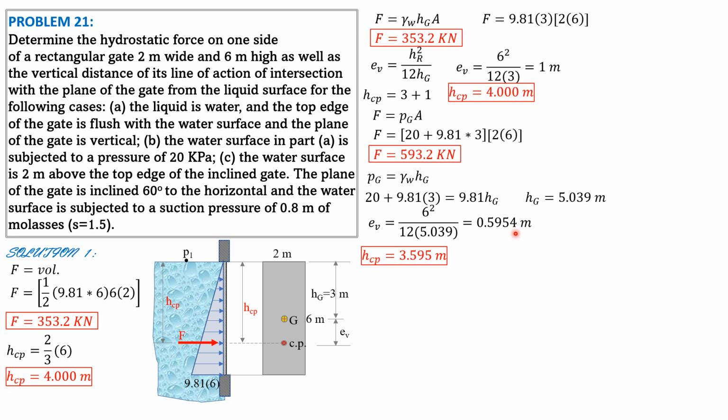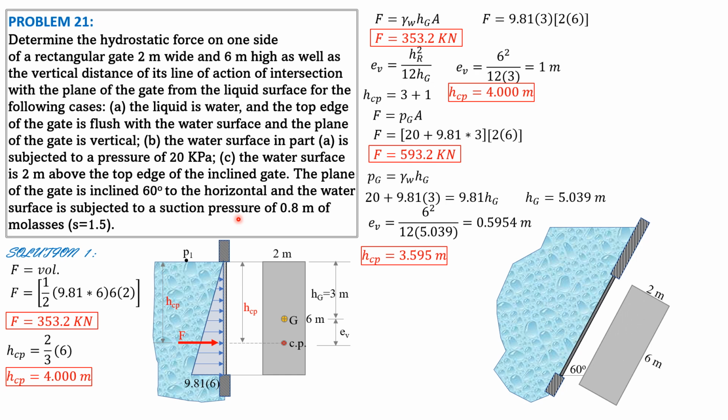Then for part C, the gate is now inclined and the water surface is 2 meters above the top edge, with suction pressure on top. So this is the figure. This is the center of pressure where F acts, and this is H sub Cp. That's 60 degrees, inclined 60 degrees. This is the centroid of the gate, and that's 2 meters. Then P1 is subjected to a suction pressure, or negative pressure, of 0.8 meter of molasses.